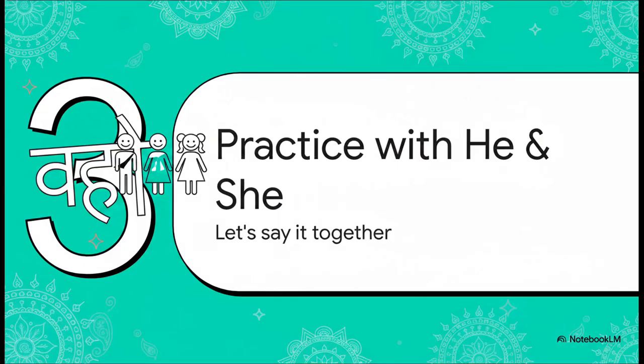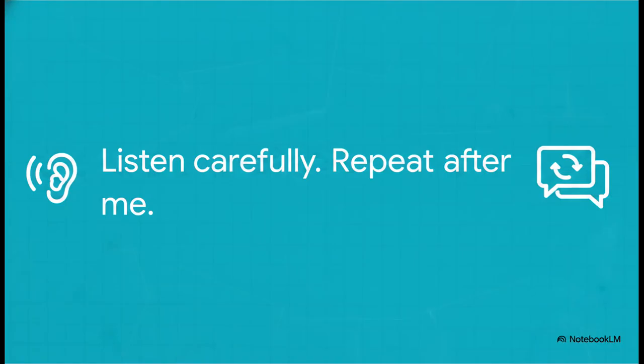Okay, you've seen how it works. Now it's your turn to actually say it out loud. We're going to practice using the Hindi word for he and she. And here's a cool little tip. It's the same word for both, which is vo. So here's the deal. I'll say the sentence first, just listen carefully, and then you repeat it right after me. This is honestly the best way to get the hang of the pronunciation.